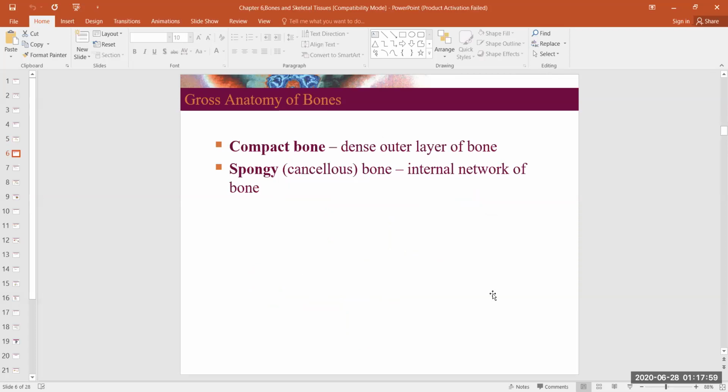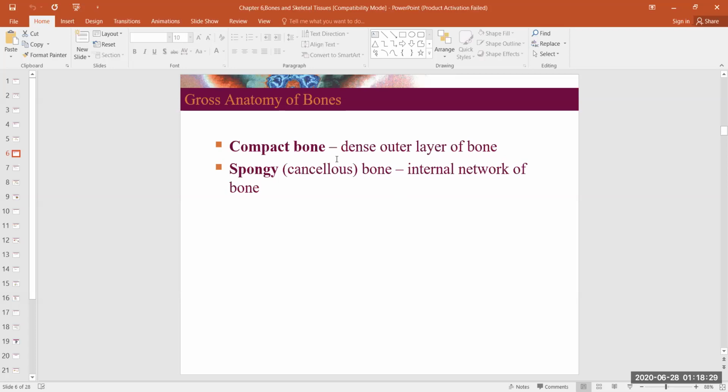Okay, now gross anatomy. To see gross anatomy, we're going to take a bone in the hand and see it. Then you cut through the middle, longitudinally as well as transversely, and then you see the bone. As you know from the very first slide, bone has an outer part, which is called compact, and an inner part that is called spongy. Both ends are called epiphysis and the middle is called diaphysis. Keep that in mind, and we will start from there.